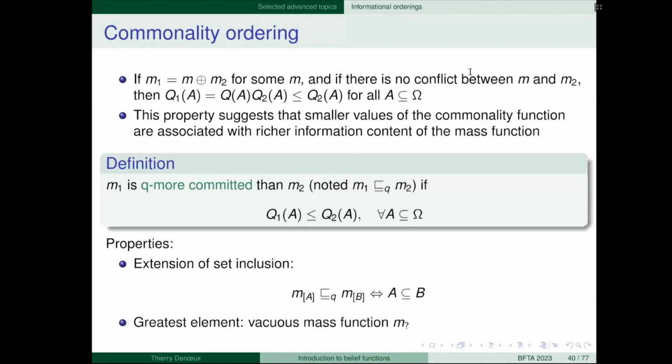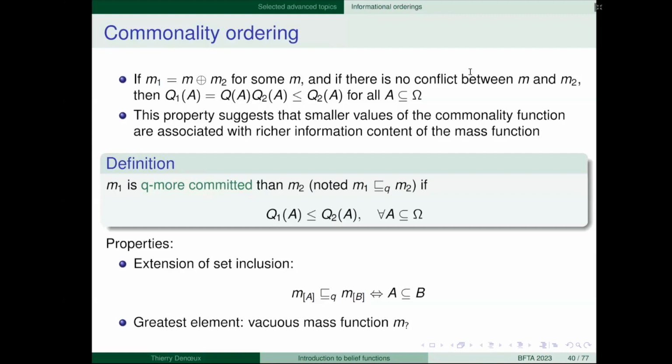You could also use a commonality function to define an ordering. The rationale is this: assume that m1 is a combination of m2 with some mass function m, and assume there is no conflict between m and m2. Then for any A, q1(A) is a product of q(A), where q is the commonality function corresponding to m, times q2(A), and this is less than or equal to q2(A). Certainly in that case, we can say that m1 is more informative than m2 because m1 is obtained by combining m2 with something conjunctively.